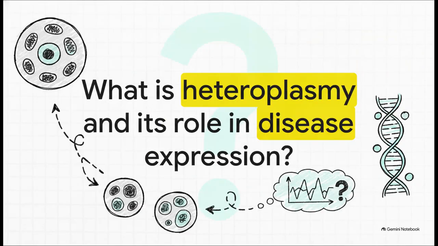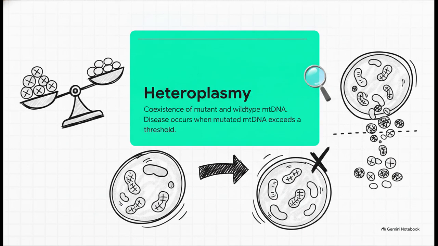Next question, and I guarantee this is going to show up when discussing pathology. Can you precisely define heteroplasmy and explain exactly why it makes the clinical presentation of these diseases so varied? So, heteroplasmy is the biological coexistence of both mutant and healthy wild-type mitochondrial DNA within a single cell. Its role in disease expression acts exactly like a biological tipping point. A patient won't show any physical disease phenotype until the proportion of mutated DNA accumulates, crosses a critical threshold, and just completely overwhelms the healthy mitochondria's ability to compensate.